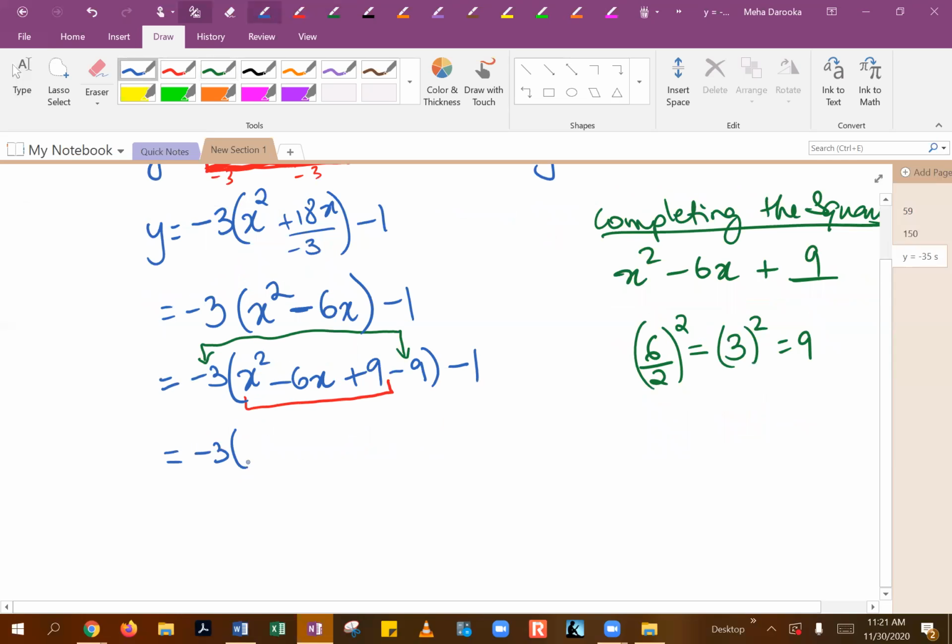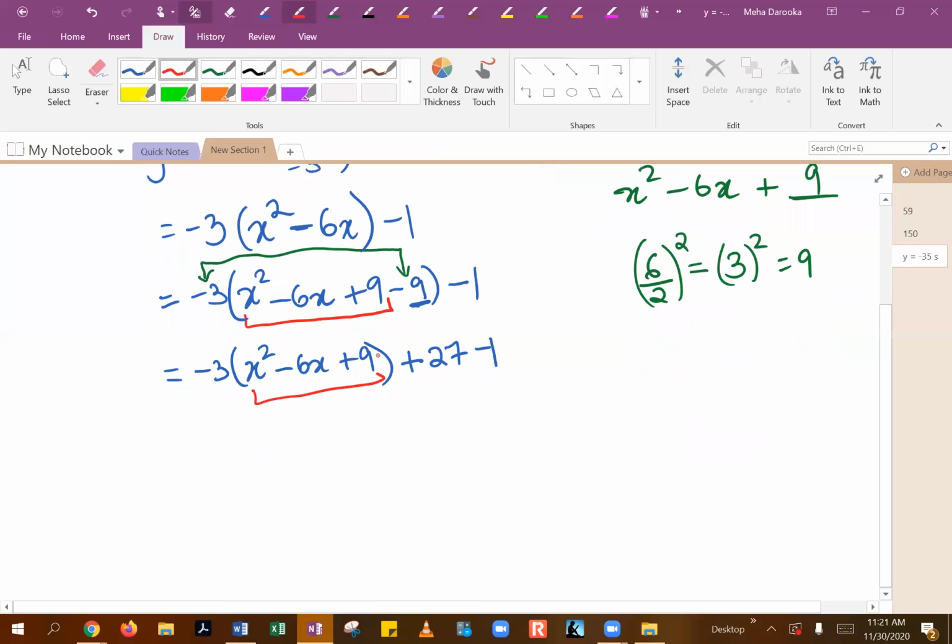We only want to keep the first 3 terms, so x squared minus 6x plus 9 will stay inside. When we multiply -3 with -9, negative and negative becomes positive. 3 times 9, of course, is 27. And then the -1, just bring that down. So that's how you get rid of this -9, bring it outside. And then what you have left behind in the parentheses can now be factored. That should be a negative.